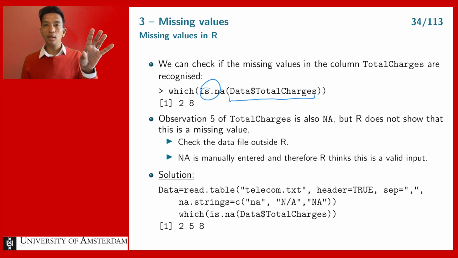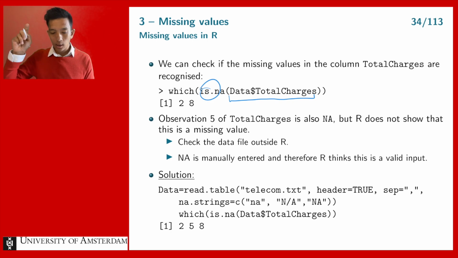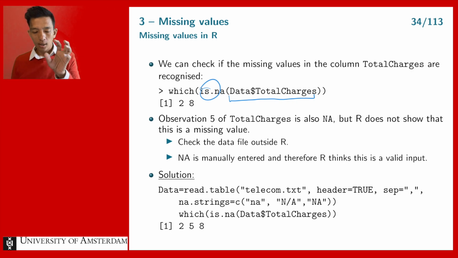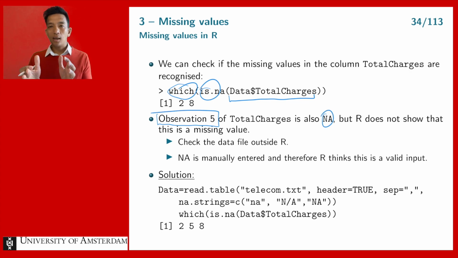So I use the dataset data. Data contains all the different columns. I use $ total charges to only look into the column with total charges, and I try to locate my missing values. R can detect two missing values, 2 and 8. However, if you go back to the dataset, you will see that observation 5 is also NA. So why can R not detect observation 5 as a missing value?